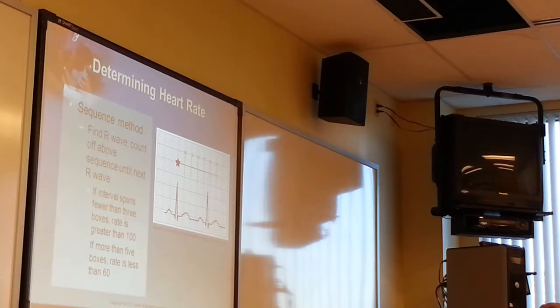Where do they get the 300 from? What you can do is count the big boxes between two R waves and divide into 300, and that'll give you the heart rate. Let's say you only have 2 boxes, you divide 300 by 2, you get 150. If you look up there, it matches up to that scale. Or you can memorize the scale.